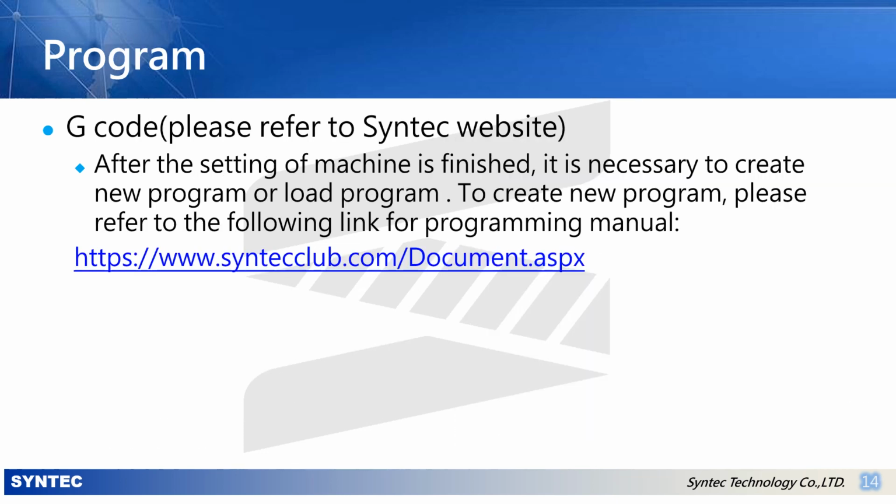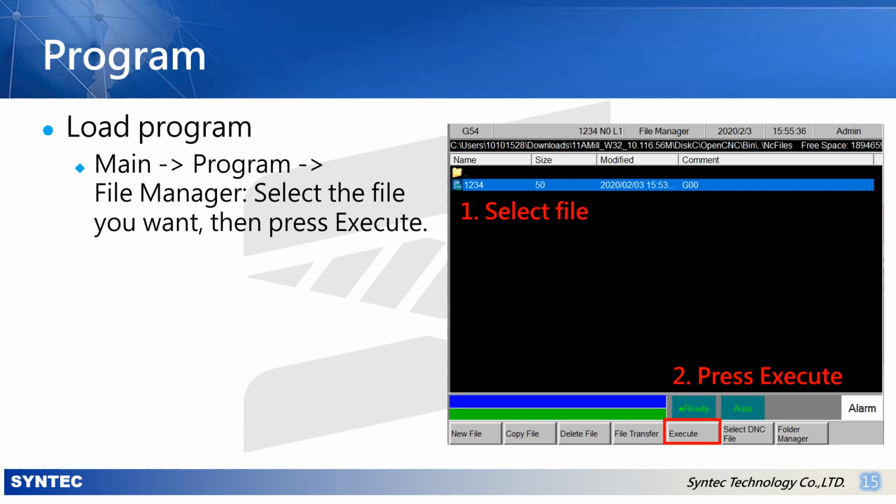After the setting of machine is finished, it is necessary to create new program or load program. To create new program, please refer to the following link for program manual. To load existing program, press F2 Program on main screen, then F8 File Manager to select file you want to open, and press F5 Execute to load file.